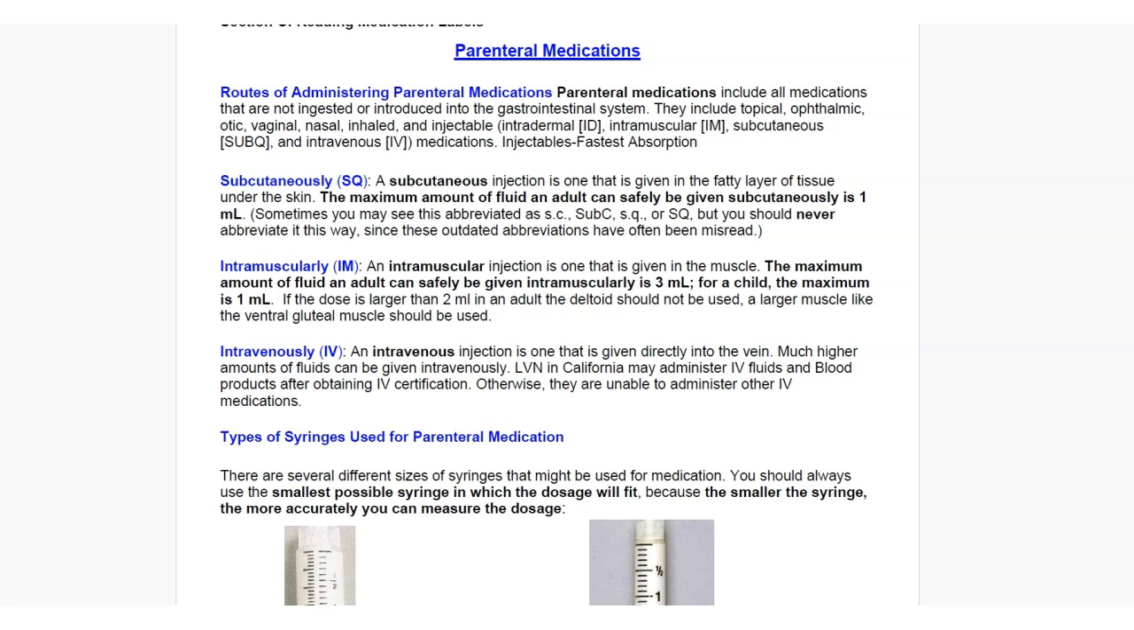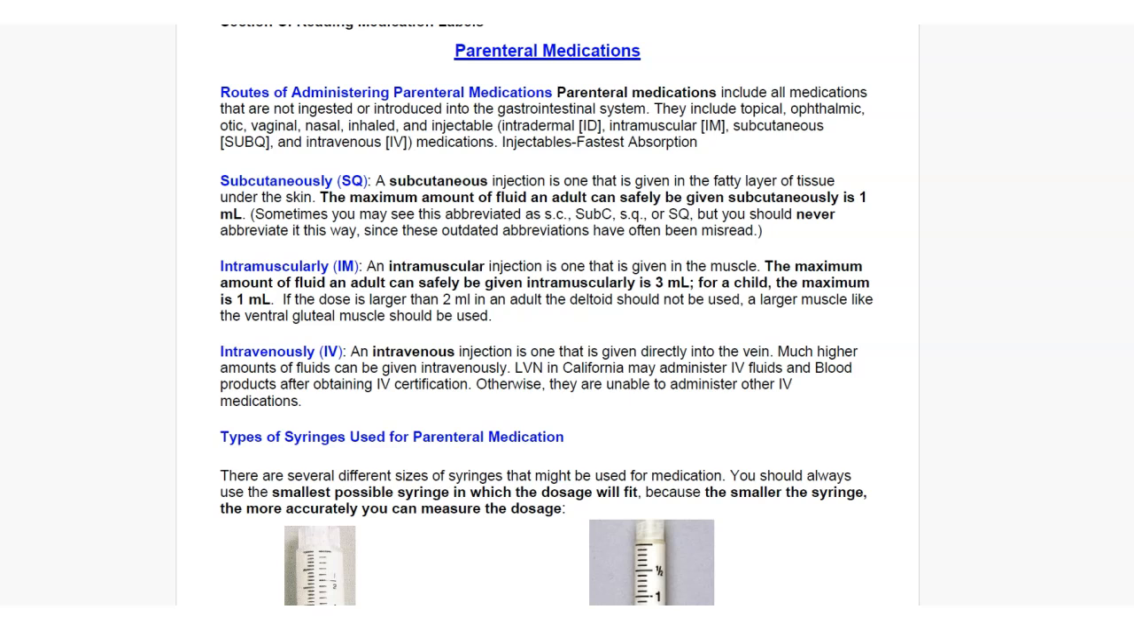The maximum amount of fluid an adult can safely be given intramuscularly is 3 ml, and for a child, the maximum is 1 ml. If the dose is larger than 2 ml in an adult, the deltoid should not be used. A larger muscle like the ventral gluteal muscle should be used.